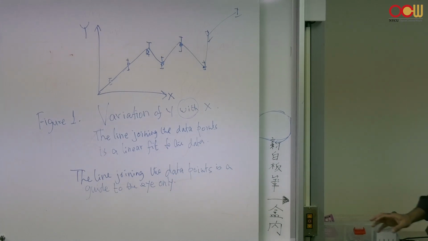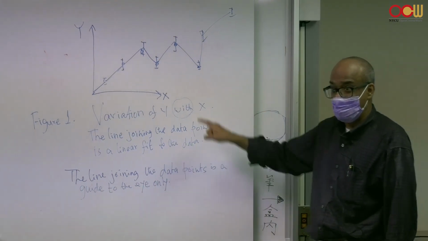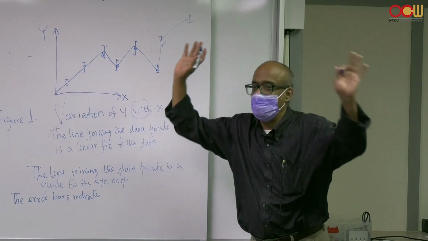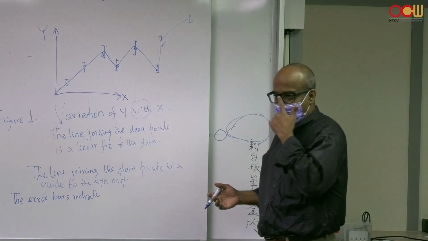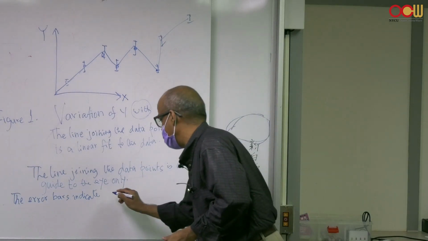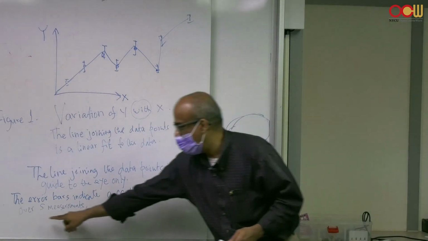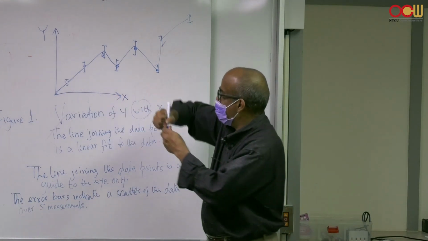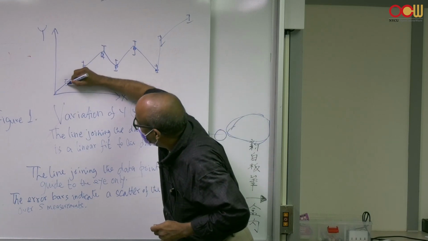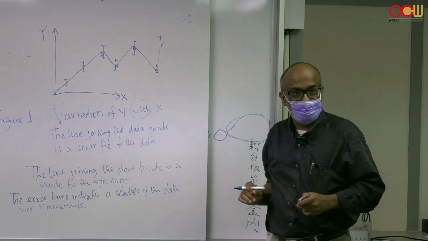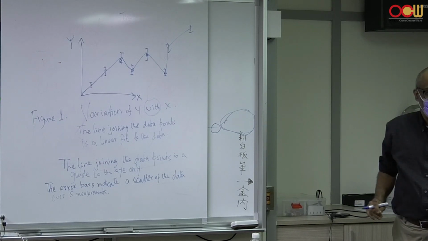What will you write? I just put the error bar. So I need to write something about the error bar. Now errors are so many kinds in science. So the best one, the easiest one, I can tell you, the error bars indicate a scatter of the data over 5 measurements. That means you did 5 measurements and all the data is here, 1, 2, 3, 4, 5, somewhere. So it is a scatter in that data. This is one way of writing it.